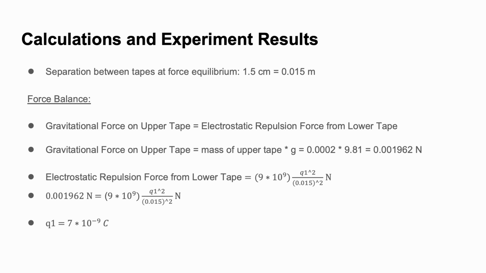For force balance to occur, the gravitational force needs to equal the repulsion force from the lower tape. The gravitational force was found to be 0.001962 newtons. This is equated to the equation for the electrostatic repulsion from the lower tape. And with that, we find that both tapes have a charge of 7 times 10 to the negative 9 coulombs.